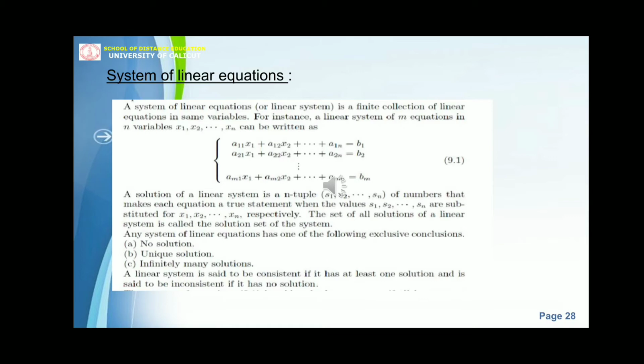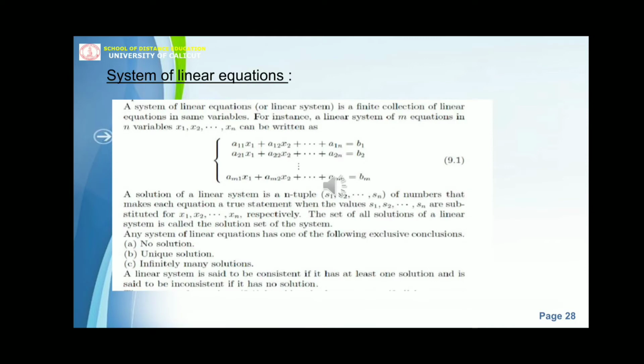A solution of a linear system is an n-tuple s1, s2, up to sn of numbers that makes each equation a true statement when the values s1, s2, up to sn are substituted for x1, x2, up to xn respectively. The set of all solutions of a linear system is called the solution set of the system.